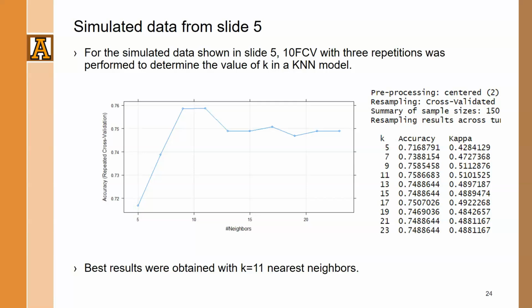The best was k equals 11. It's very close between 9 and 11. I could choose 10. We'll talk later about the one standard deviation rule. It says that if my criterion is accuracy, and the second best model is within 1 standard deviation of the first model but is less complex, a simpler model, then I go with the simpler model. That's the one standard deviation rule.